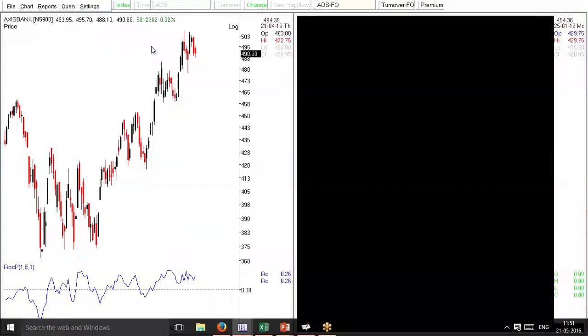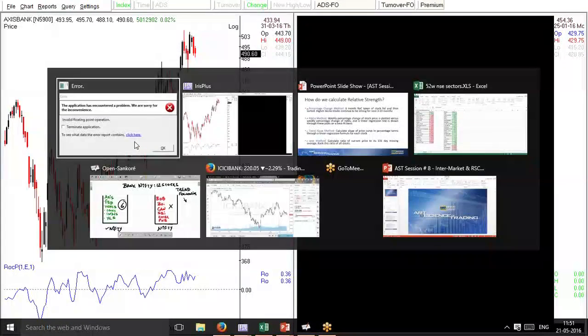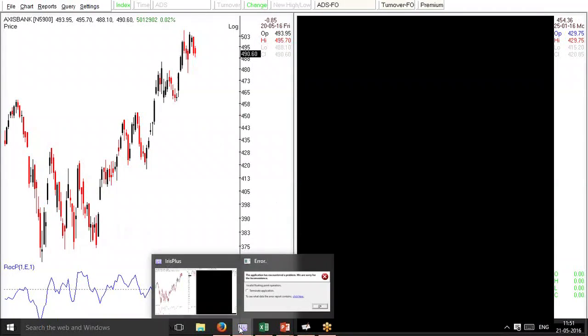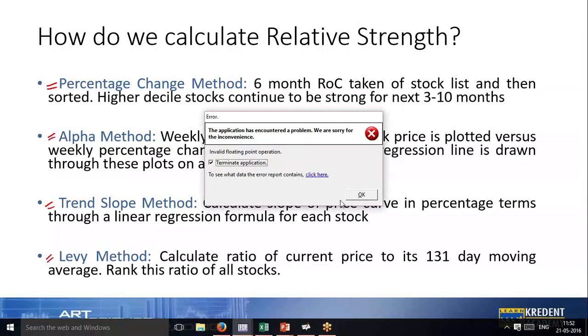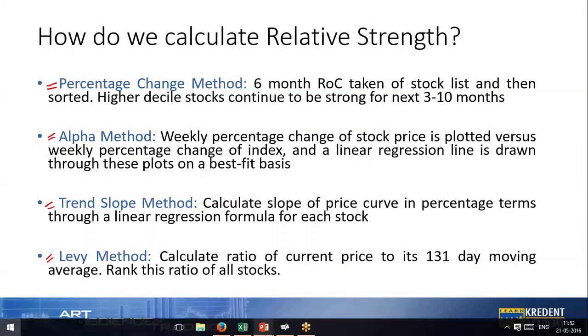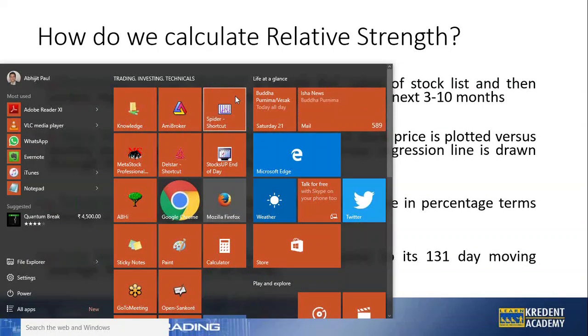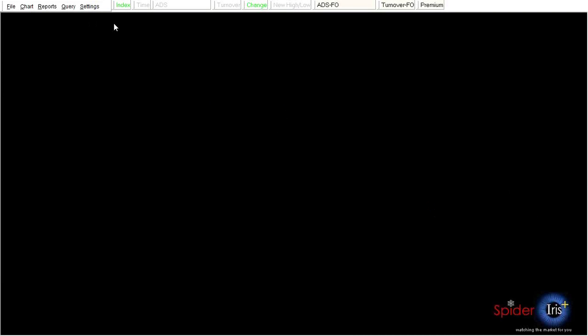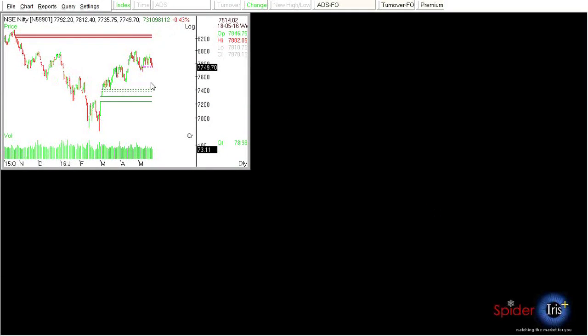Let's go to our software. Okay, let's terminate it. Okay, let's start again. I don't think so, Shubhajit, that's the case. But anyway, all right. So I open two charts.